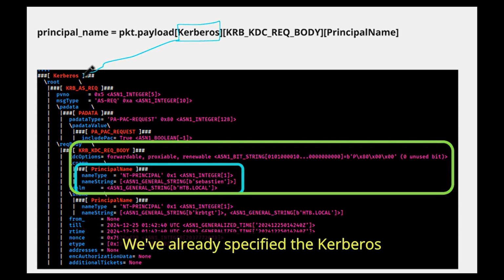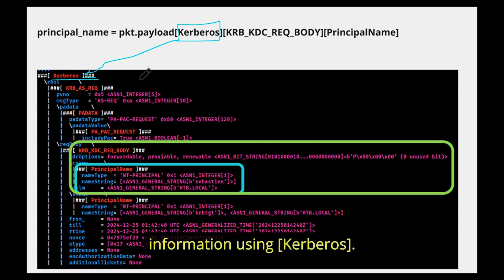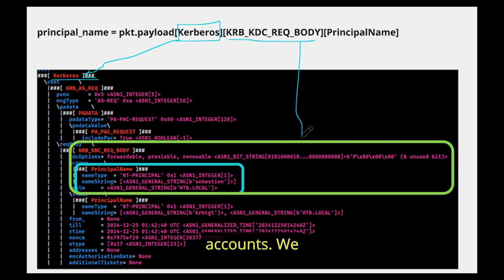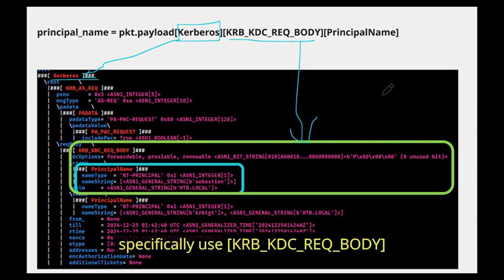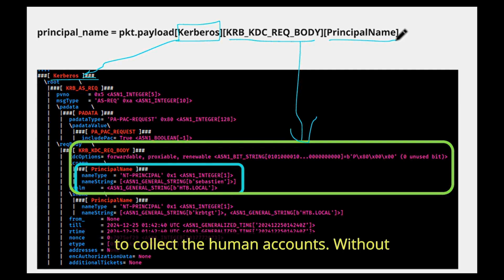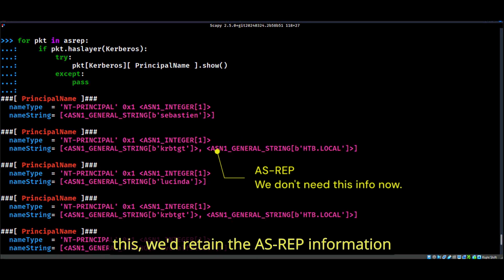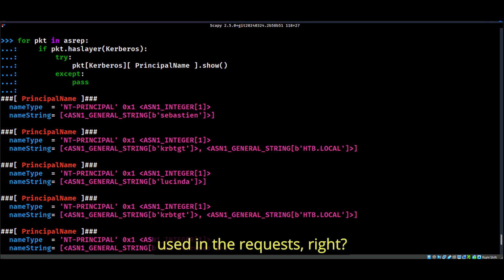We've already specified the Kerberos information using Kerberos. And now we'll retrieve the principal name to access the user accounts. We specifically use KRB_KDC_REQ_BODY to collect the client accounts. Without this, we'd retain the AS-REP information, which we don't need. I mean, we are interested in the usernames used in the requests, right?